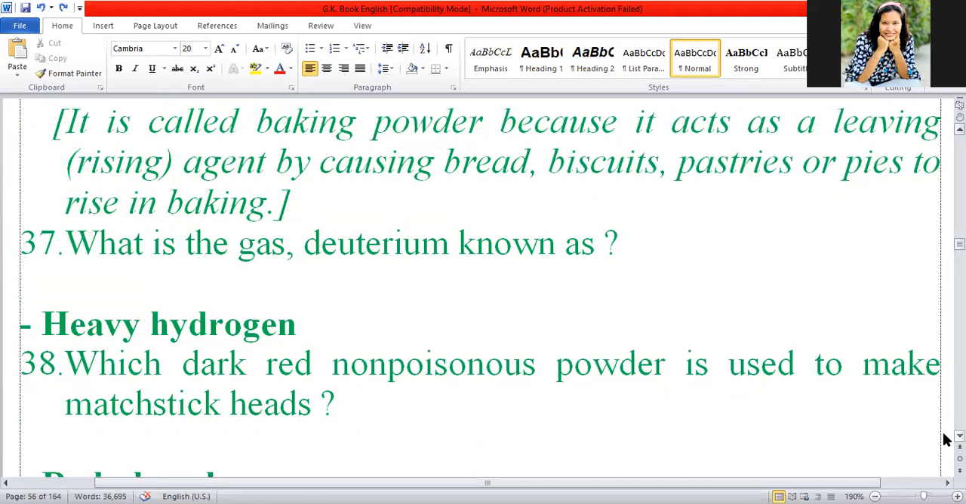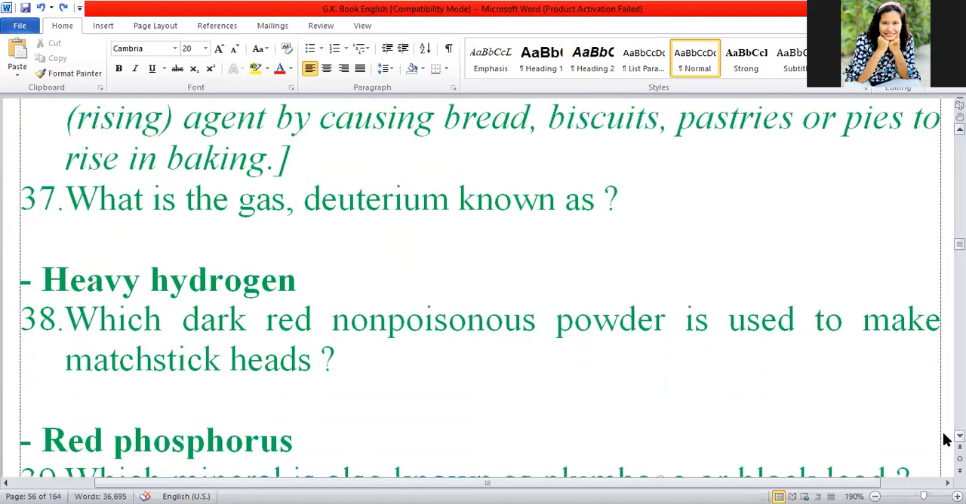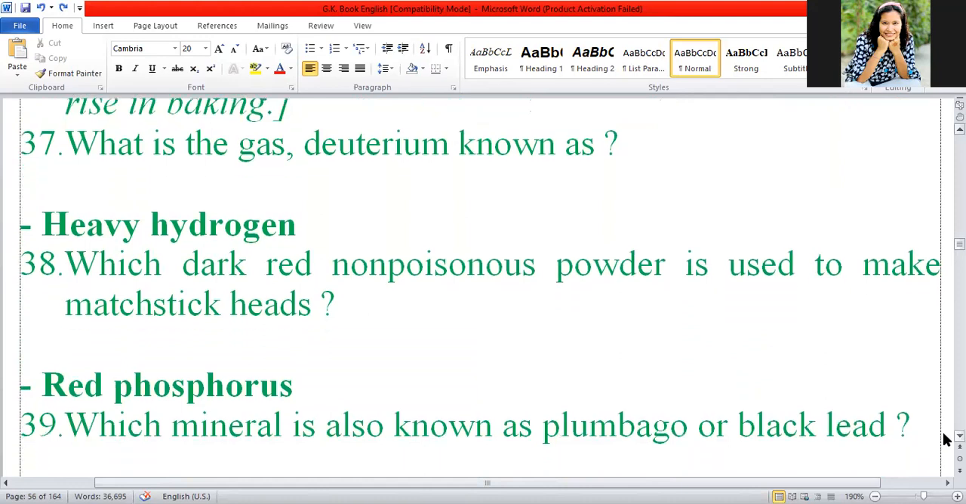So like, kaanti banauna lai chai kun non-poisonous powder use garcha bhanne kura cha. Yesma chai red phosphorus raheko cha, yesko right answer. Bhane question number 39 ma raheko cha: which mineral is also known as plumbago or, sorry, black lead? Umesh, this question goes to you.